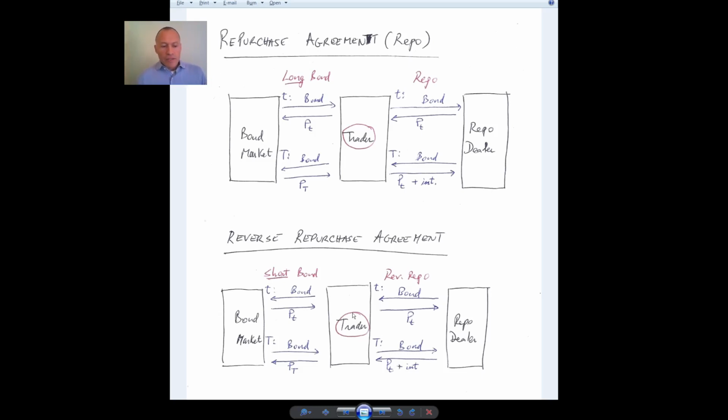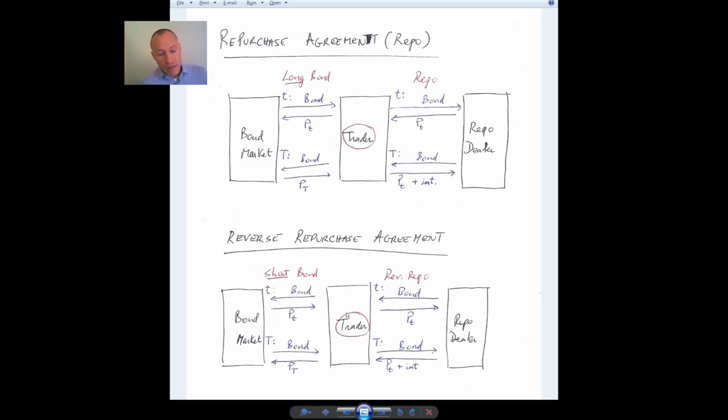Now, why is this interesting? Well, for the trader, what can he do? He got the bond from the repo dealer, so he can sell the bond now in the market. And he gets the market price. Again, these initial flows cancel, so the trader has a zero cash flow at this moment. Later on, he needs to close the repo dealer, so he needs to buy the bond from someone else on the market and pay the market price at that point, and uses the bond to give it to the repo dealer.